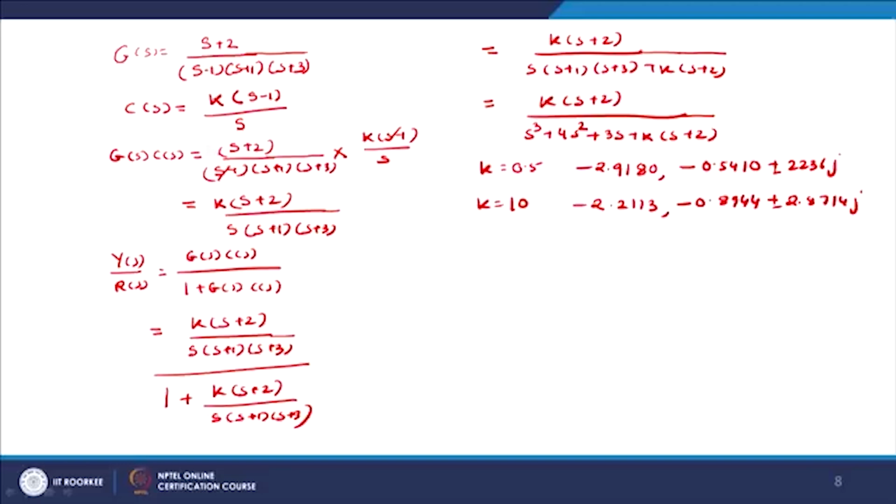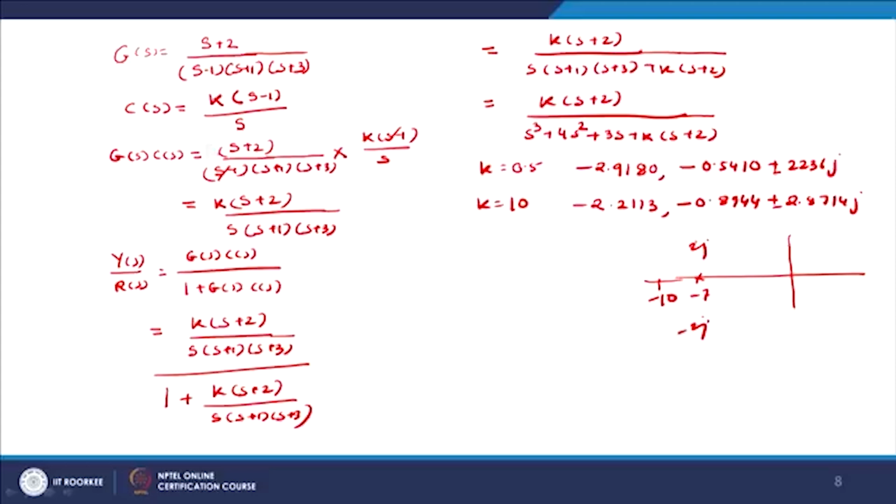So we will find that for K equal to 0.5 we have got these roots, and for K equal to 10 we got these roots. But my aim is that I want one root to be fixed. Let us say my aim is that my root should be around, let us say, at minus 10, and the other roots somewhere in these locations, say at around minus 7. So this is my requirement.